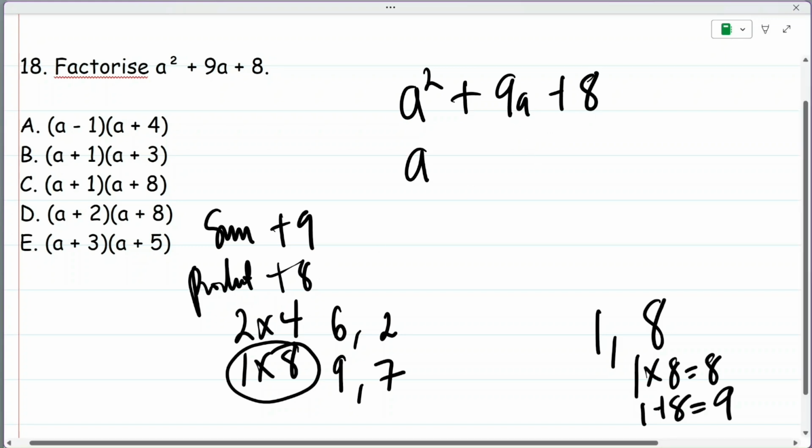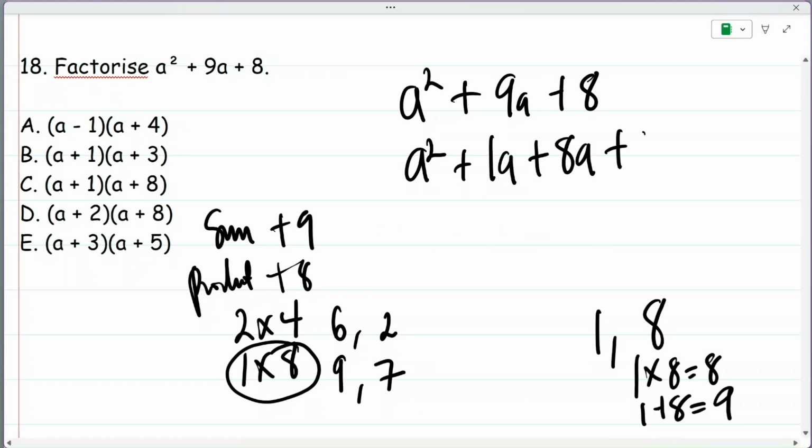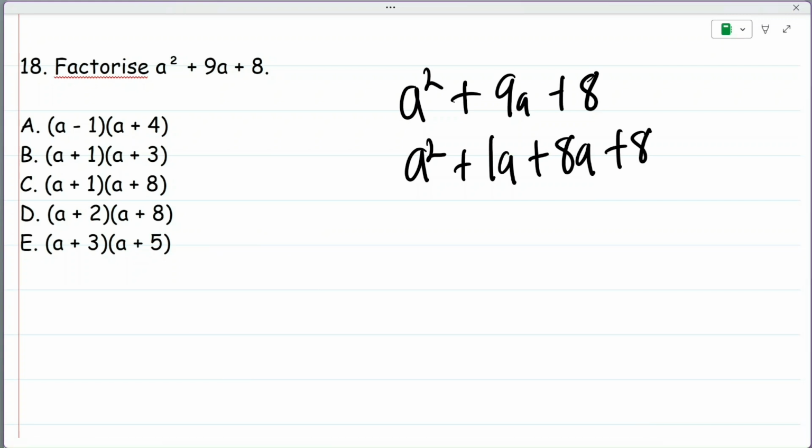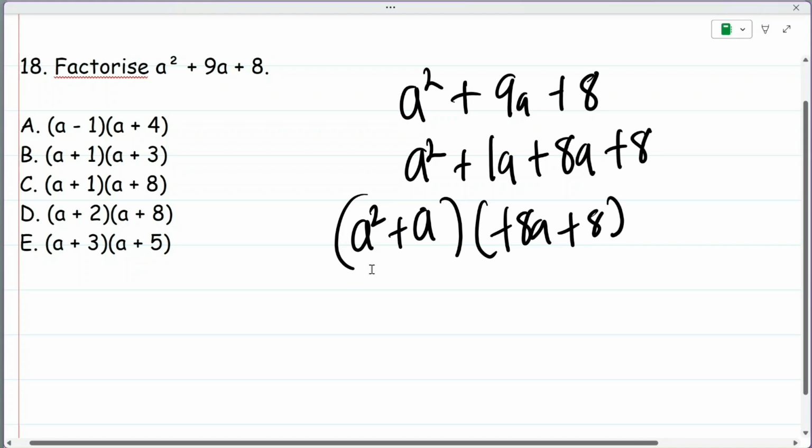We can write it as a squared plus 1a plus 8a plus 8. On the next line, we group them in twos. You have a squared plus a. Rather than write 1a, you can write a in one bracket. Then the second bracket, plus 8a plus 8. These two, what's common in them? You have a in this place and you can get a from these two. So you bring out the a that is common.